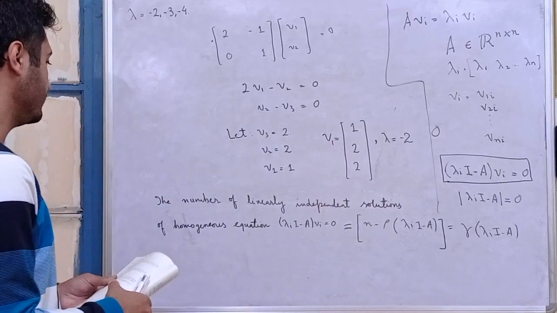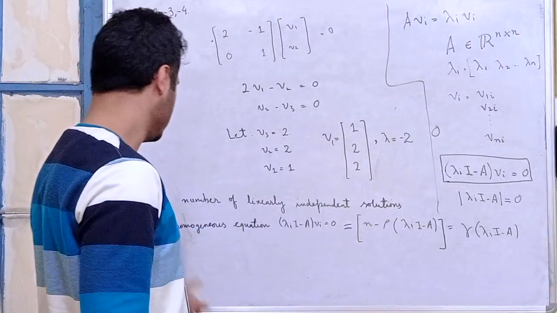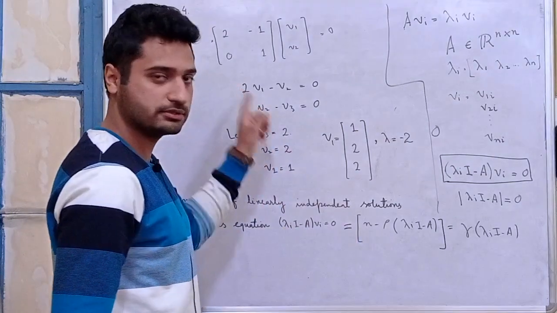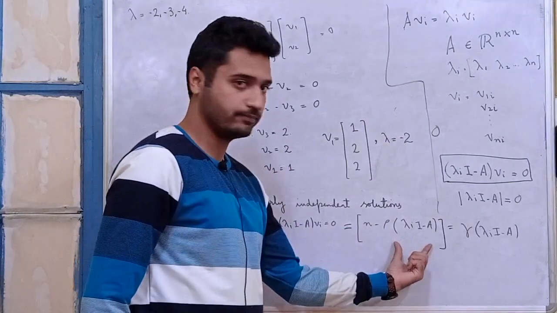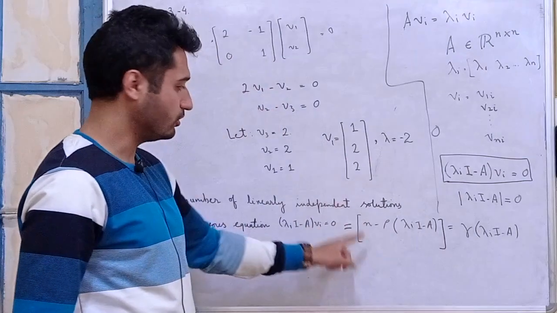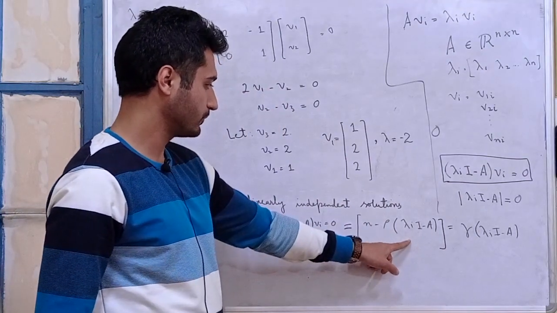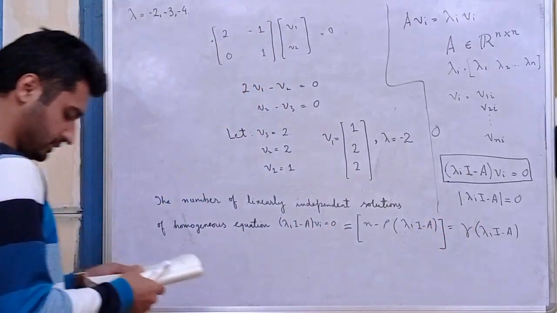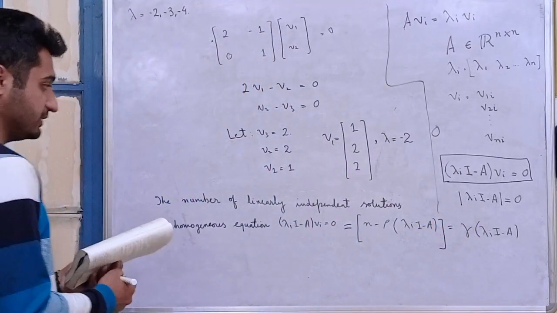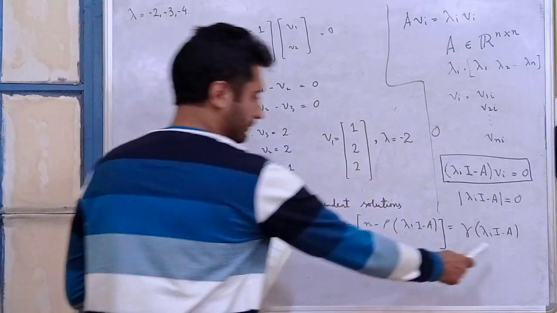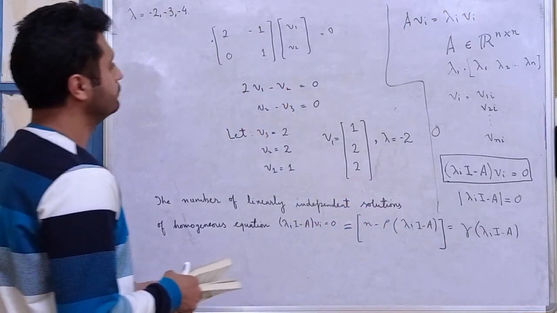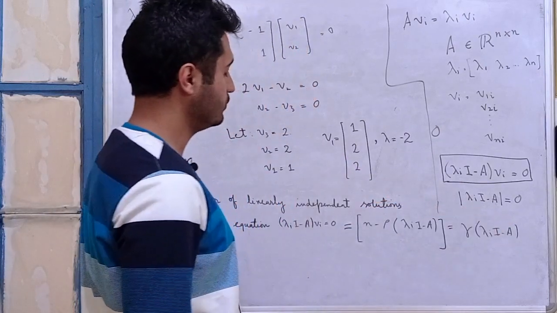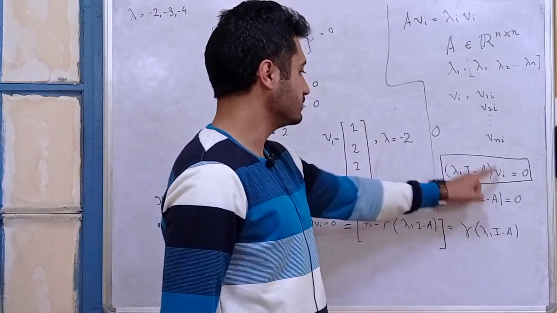I have written here that the number of linearly independent solutions of the homogeneous equation that you are solving is equal to n, where n is the order of the system, minus the rank of this. n here was 3 and rank here was 2. That's equal to gamma, and we represent gamma as the nullity of the matrix lambda I minus A. So this is one way: you just find the determinant of lambda I minus A, put it to 0 to get the eigenvalues, then solve this equation.